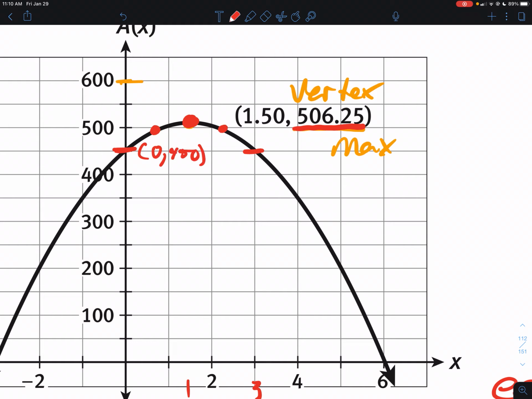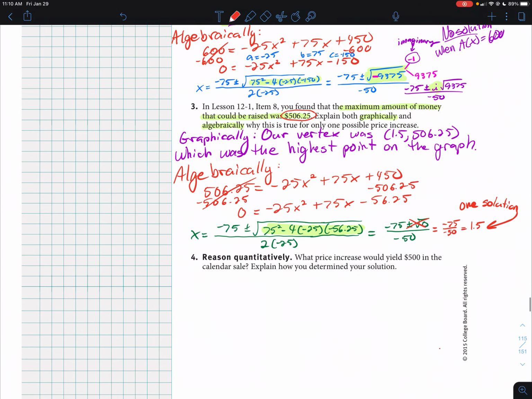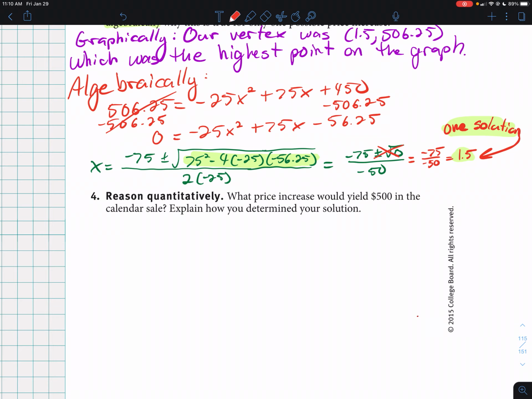Every point has a corresponding point, a symmetric point, except for the vertex. So since we only got one solution here, which is the 1.5, then this has to be the maximum amount of money. There is not a point higher when you only got one solution. I love it when 0 pops up. 0 makes life easier.